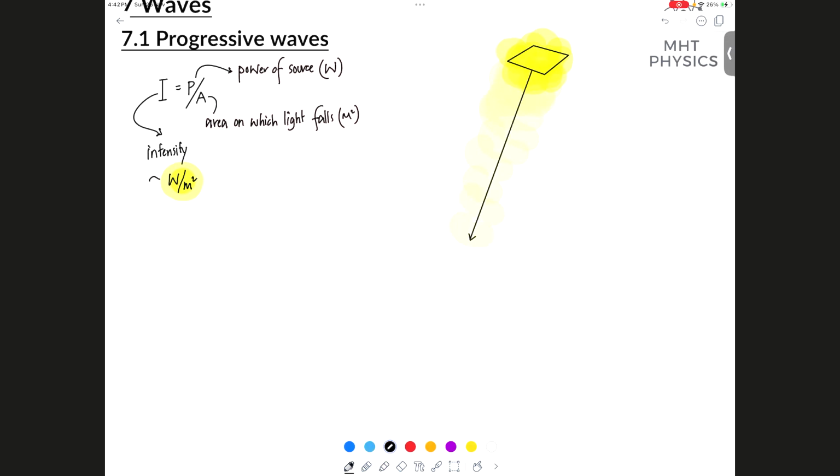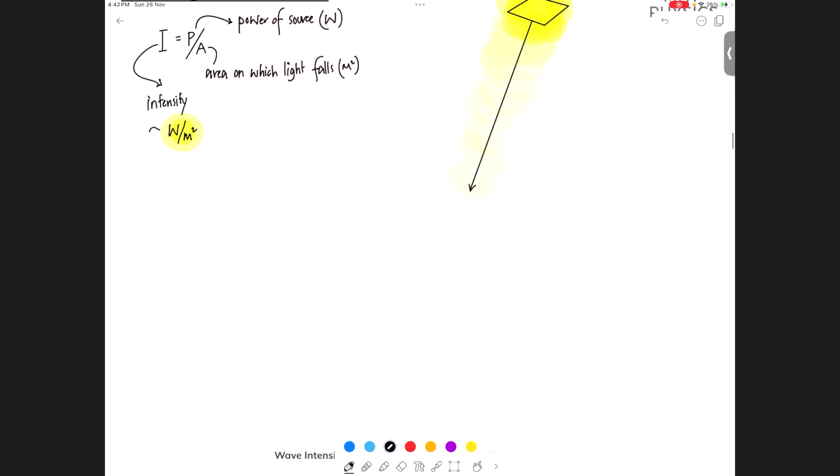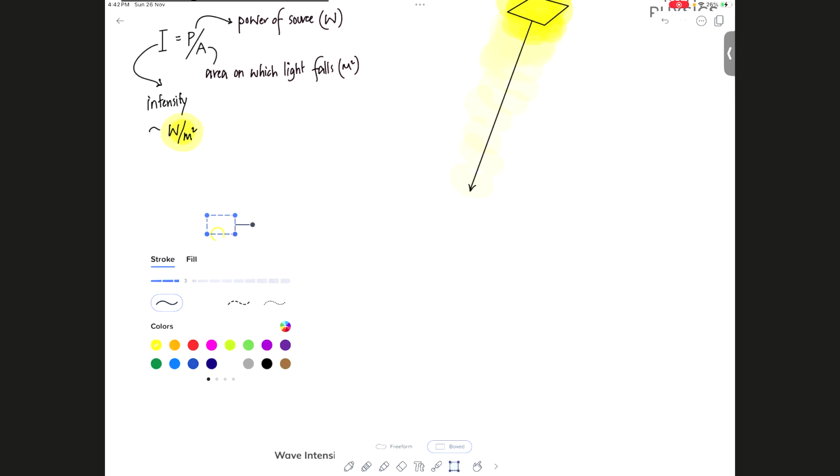What is the relationship? What is the way to find out how much dimmer it gets? To work this out, there's an idea out there called a point source. So what's a point source? It's basically an omnidirectional light source. Do you know what omnidirectional means? Every direction.